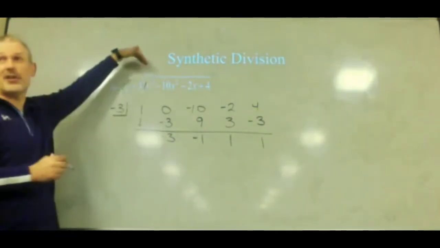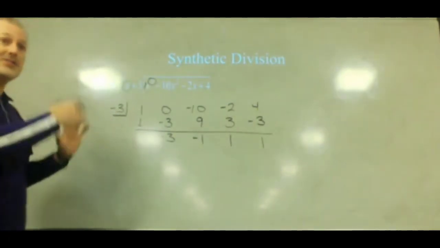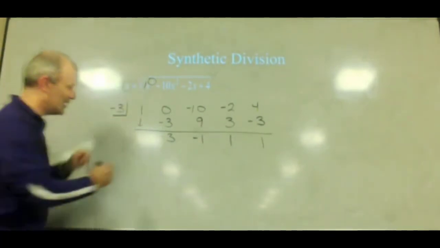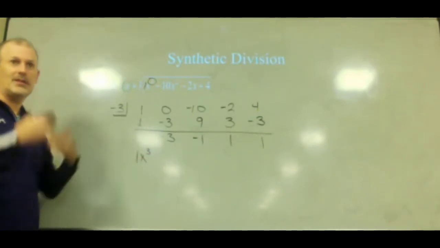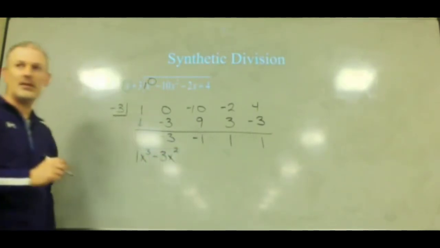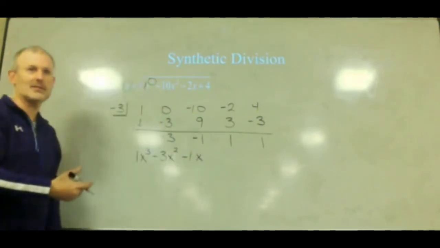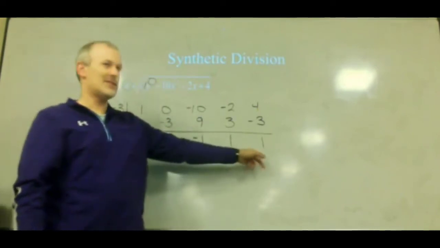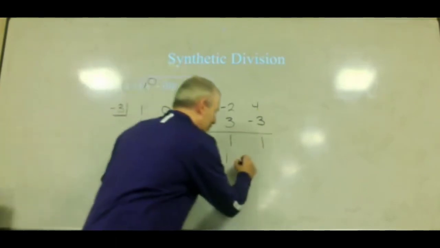What was the degree when we started up here? 4. When we divide using synthetic division, the answer is always 1 power less than what you started with. So this one right here means 1x cubed. It's now a 3. And then we just go down from there. So the next one is -3x squared. And the next one will be -1x to the first, but we just write x. And then +1. And then what do you think this last one over here might be? The remainder. Remainder 1.